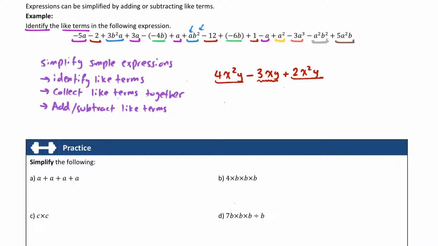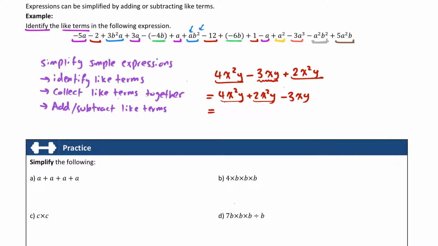So first I identified it. Next I'm going to collect them together. So 4x squared y plus 2x squared y. And I'm going to leave the negative for the third term. And the last one is to add or subtract like terms. So my like terms are x squared y. And here I have 4x squared y plus 2x squared y.